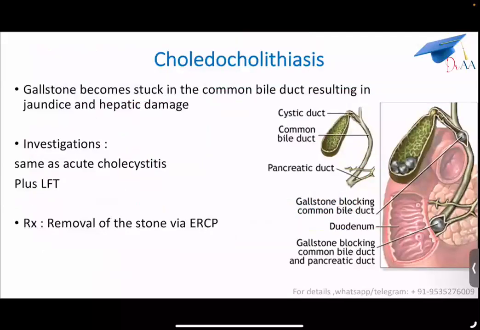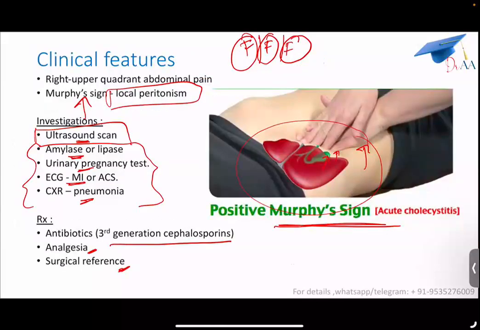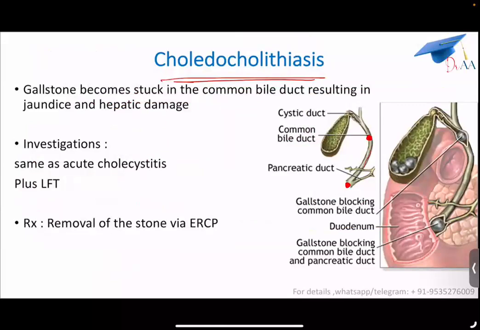What is choledocholithiasis? We call it that when there is a stone in the common bile duct, or anywhere below the common bile duct. Here also, if the stone is there, then we call it choledocholithiasis. The investigations are very similar to those of acute cholecystitis. The additional one you need to remember is an LFT.